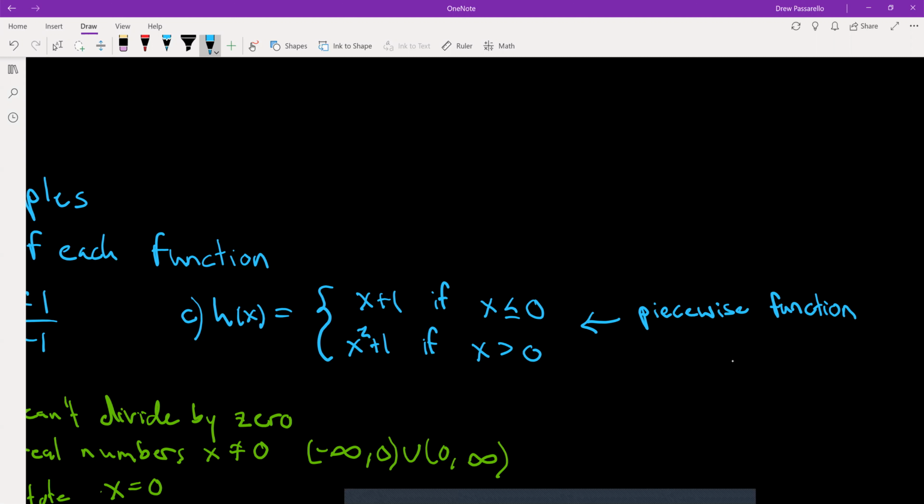It's defined into two separate pieces, x plus 1 and x squared plus 1, and it's defined for certain conditions. It's the top piece if x is less than or equal to 0. It's the bottom piece if x is greater than 0.